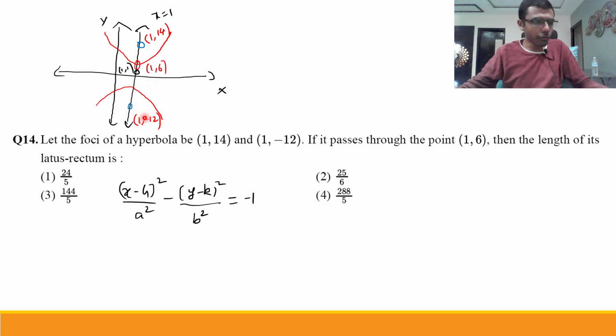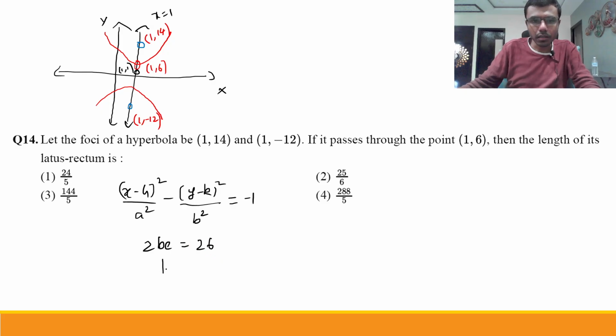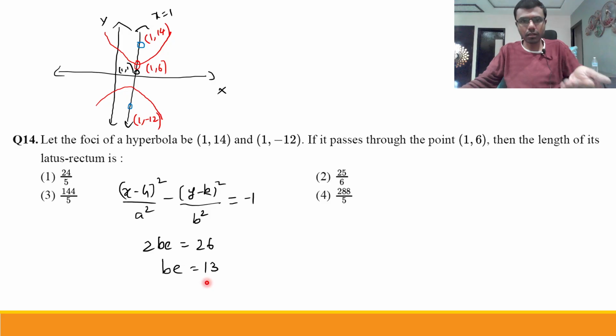Fine. The distance between the two foci is obviously 2be, because the foci are (h, k minus be) and (h, k plus be). So 2be is equal to the distance between these two, which is the square root of (1 minus 1) square plus (14 plus 12) square. That would be 26. So be is nothing but 13.